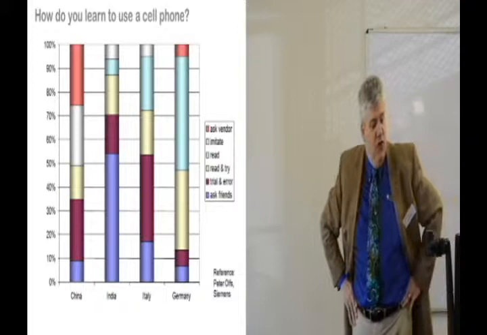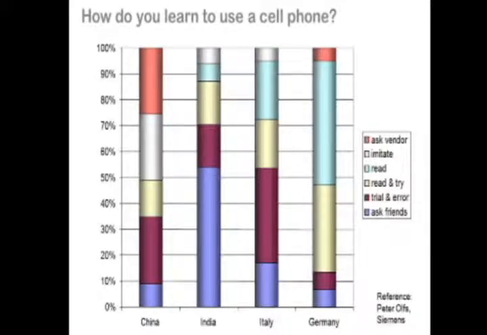All right, so who reads and tries? The Germans. Oh, but we're not done with the Germans. So apparently, your manuals, your documentation had better be good when you send it to Germany. Because, look at that. 90% of the Germans either read or read and try. So your documentation had better be fantastic when you send it to Germany. And nobody in China reads. Or at least they read and try. But they're not reading. So what's left? In China, imitate is more popular, but asking the vendor. So your tech support in China had better be really good.